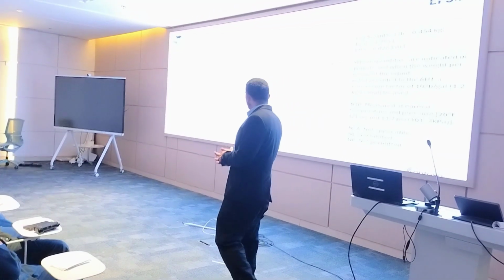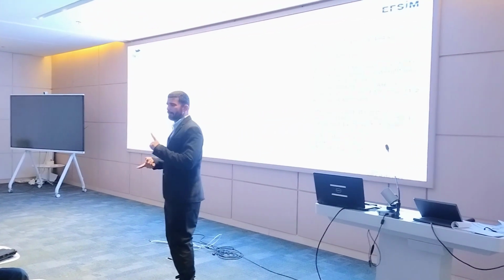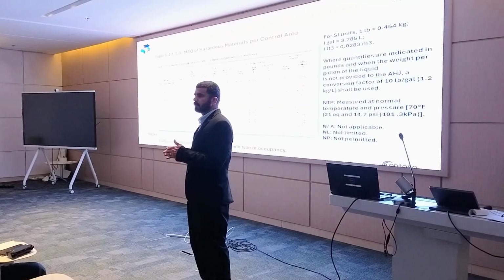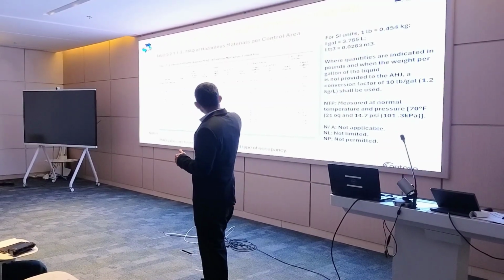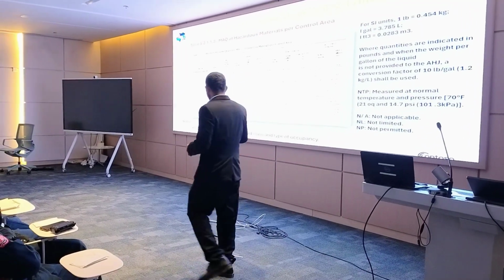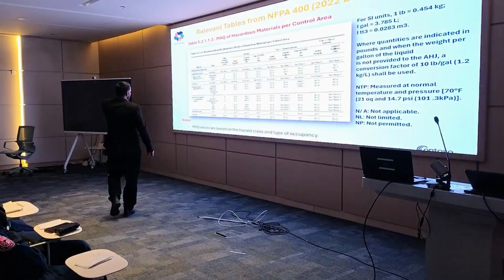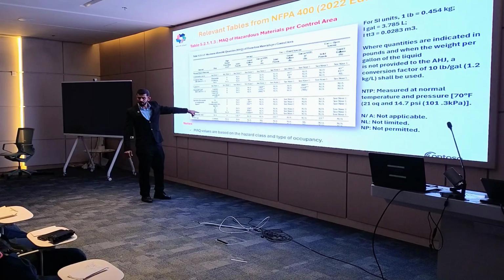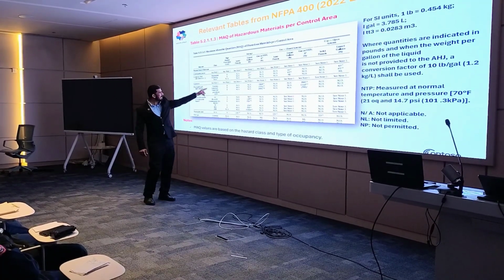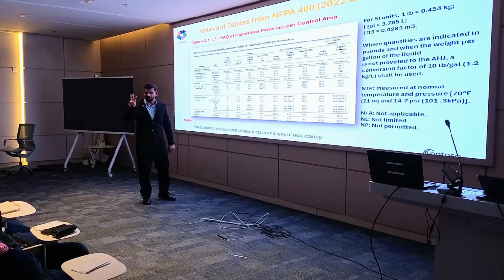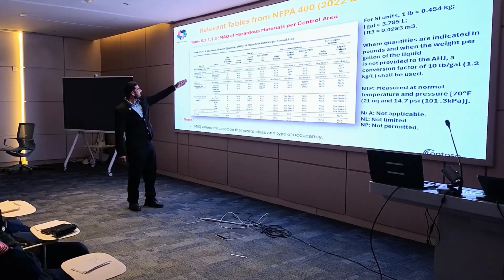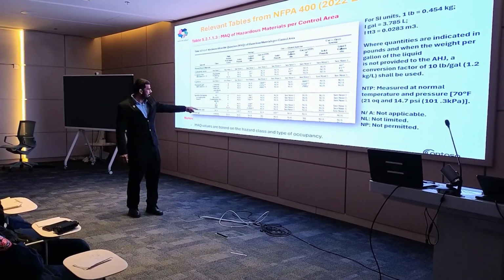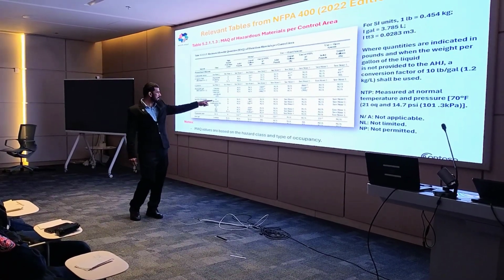The table 5.2.1.3, MAQ, is the maximum allowed quantity of hazardous material per control area. If you can see, this is the type of material. Let's suppose it is a flammable solid. Which class? Not applicable. High hazard protection level? 3. You got it? Solid, 125 pounds. Liquid, not applicable. Gas, not applicable, in our hospital premises here.